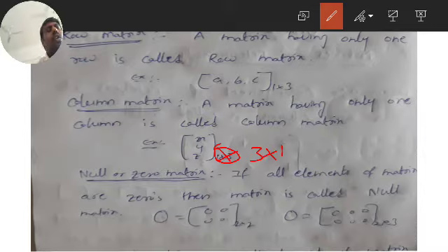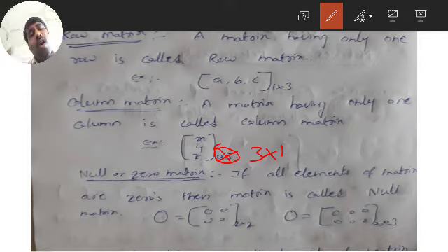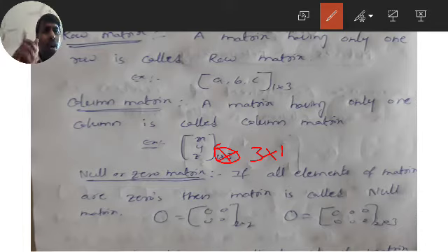Null matrix or zero matrix. These null matrices are denoted by O, and all elements of the matrix are zeros. Then we call it a null matrix or zero matrix. Are you getting? Row matrix: only one row. Column matrix: only one column. Zero matrix is denoted by O, and all elements of a zero matrix or null matrix are zeros.